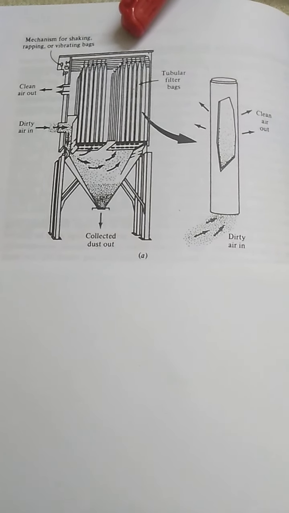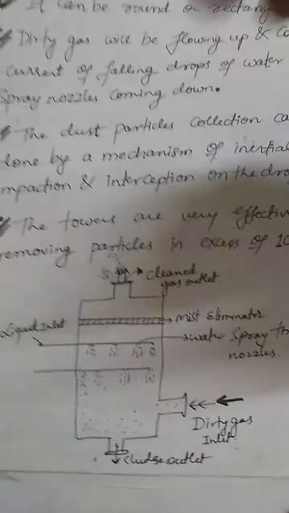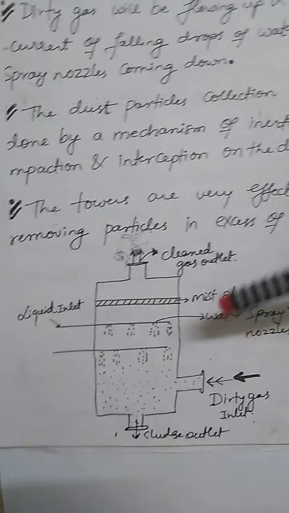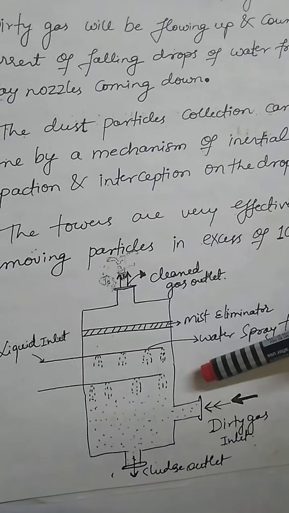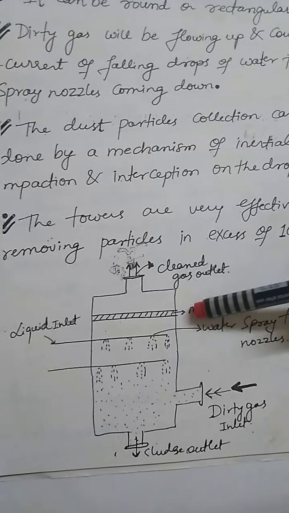Now next we are going to discuss the scrubber. In scrubbers we will be discussing spray tower, vertical scrubber, cyclone scrubber, and packed scrubber. Now scrubber means that in order to remove the suspended particles, we will be using water media to remove the finer suspended particles. We are going to use a water media.